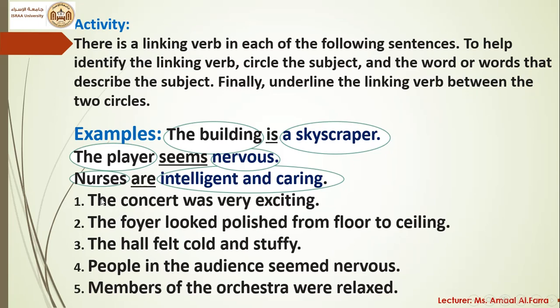Now I want you to do the same with these 5 sentences, then we will discuss your answers when we meet in the Zoom session. You are going to circle the subject and circle the other words that describe the subject, then underline the linking verb between the two circles. Number 1, the concert was very exciting. Number 2, the foyer looked polished from floor to ceiling. Number 3, the hall felt cold and stuffy. Number 4, people in the audience seemed nervous. And number 5, members of the orchestra were relaxed.